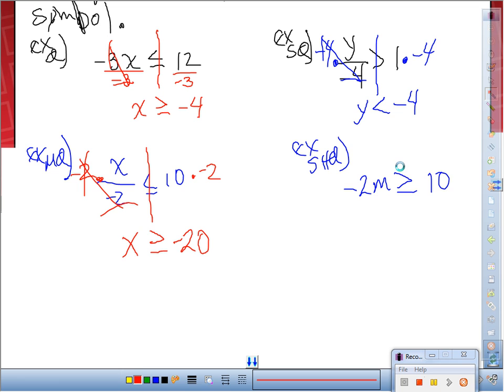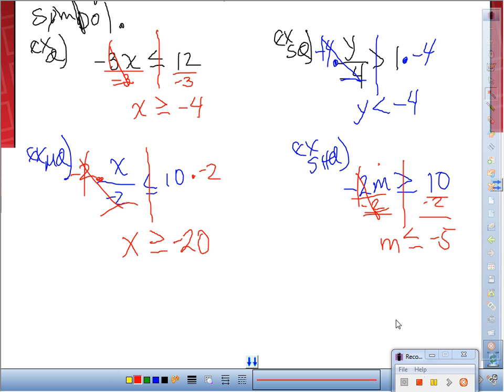Look at this one. Line down the inequality symbol. Here we go. Divide by negative 2, divide by negative 2. We're left with m less than or equal to negative 5. Hands if you got that also. Okay? Once again, what happened? We flipped the inequality symbol because we're multiplying or dividing by a negative number. Are we there so far?